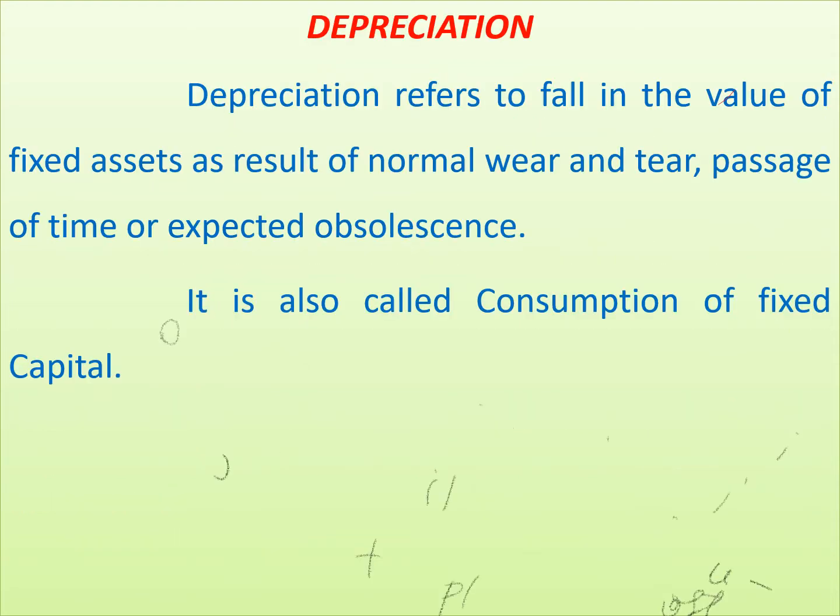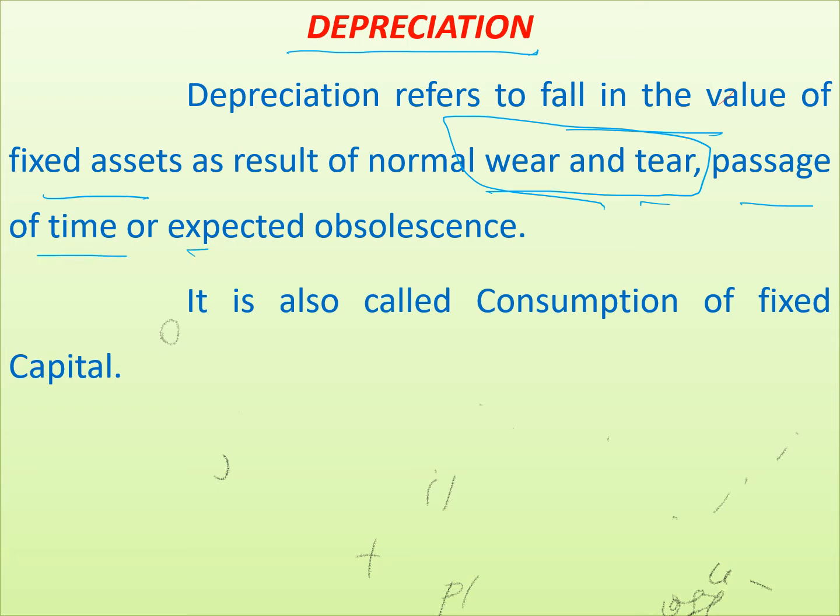Next one is depreciation. What is depreciation? Do you know what is depreciation? Depreciation is a fall in the value of fixed assets. Why is the value falling? Wear and tear, because we are using the things again and again, so it is normal wear and tear. Passage of time, the time is passing, so the value of the asset will decrease. Expected obsolescence, which means getting old, so the value will decrease. So depreciation refers to a fall in the value of fixed assets as a result of normal wear and tear, passage of time and expected obsolescence. It is also called consumption of fixed assets.